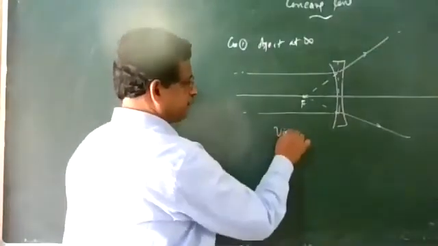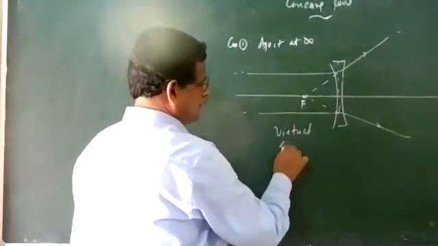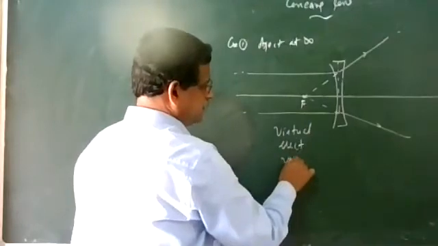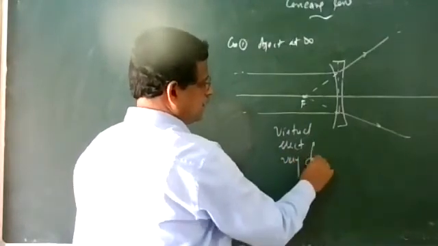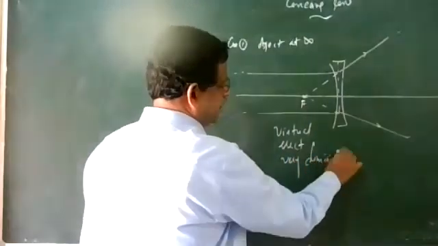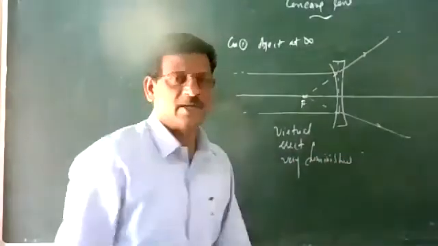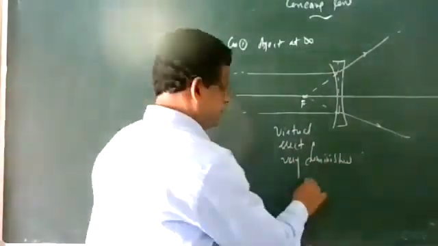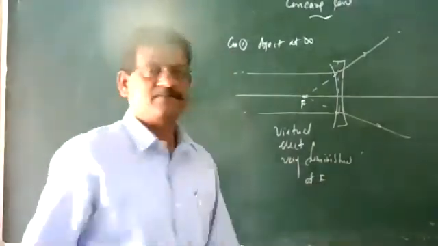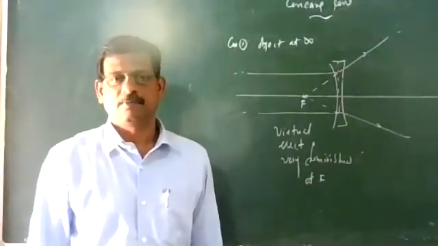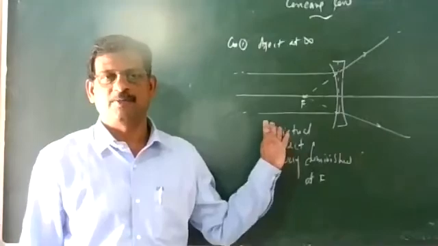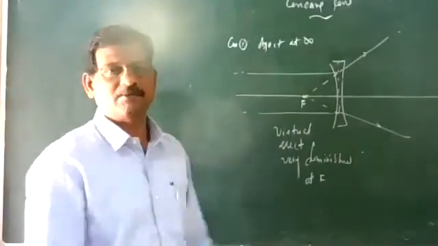Virtual image, virtual, erect, and very diminished. Virtual, erect, very diminished, formed at focus. So in the case of the principal power definition, there is no change.